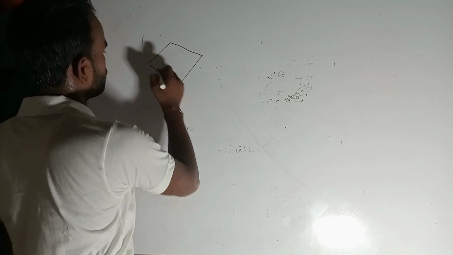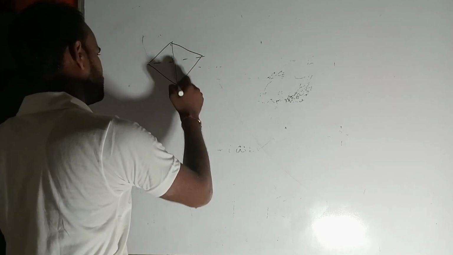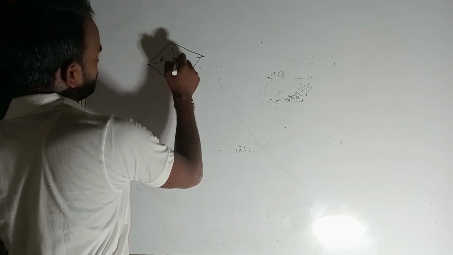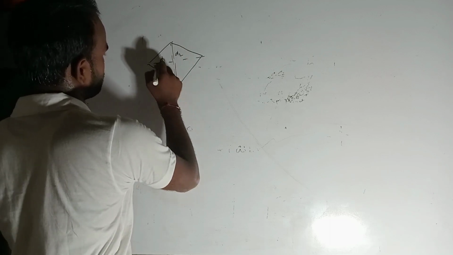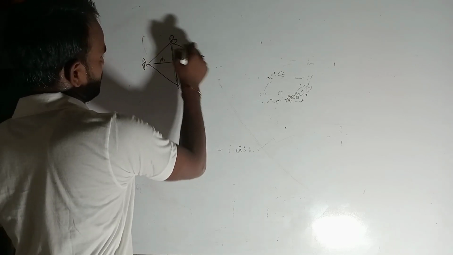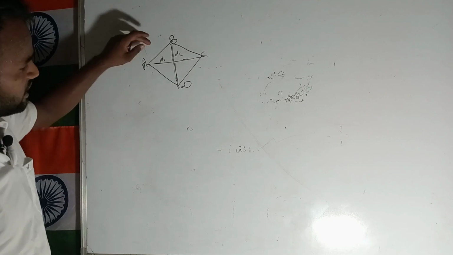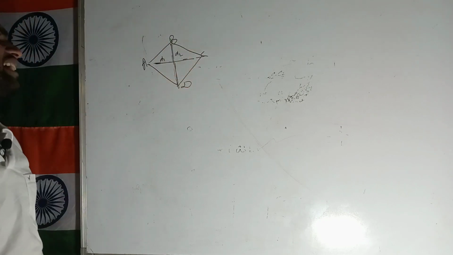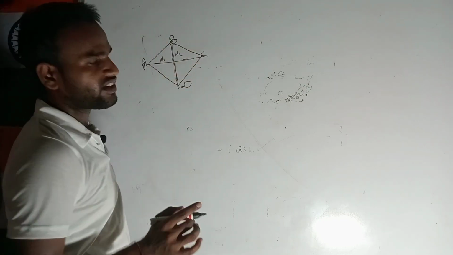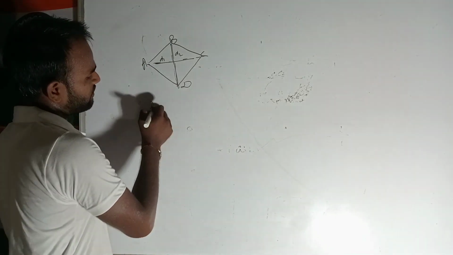Okay, my art is not so good, so I think you understand. This is D1 and this is D2. A, B, C, D. This is a rhombus. All the sides are equal, but D1 and D2 bisect each other at 90 degrees. What is the area of a rhombus?